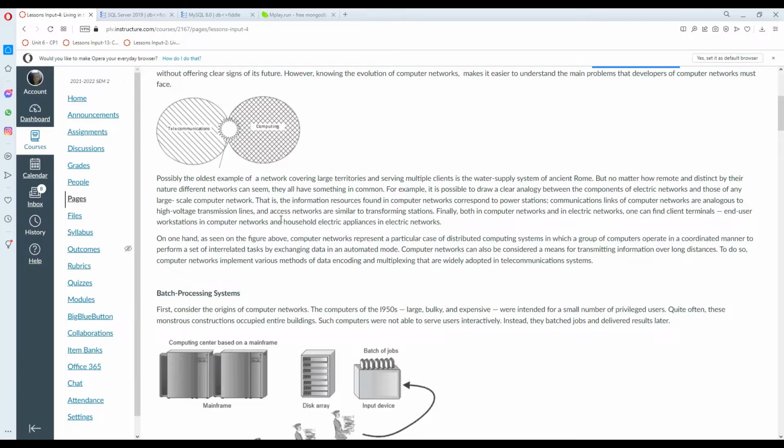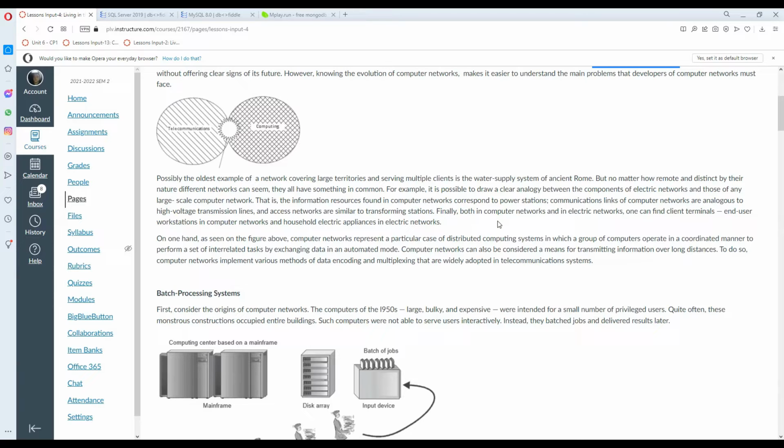But no matter how remote and distinct by their nature, different networks can seem, they all have something in common. For example, it is possible to draw a clear analogy between the components of electric networks and those of any large-scale computer network. That is, the information resources found in computer networks correspond to power stations. Communication links of computer networks are analogous to high-voltage transmission lines, and access networks are similar to transforming stations. Finally, both in computer networks and electric networks, one can find client terminals or end-user workstations in computer networks and household electric appliances in electric networks.